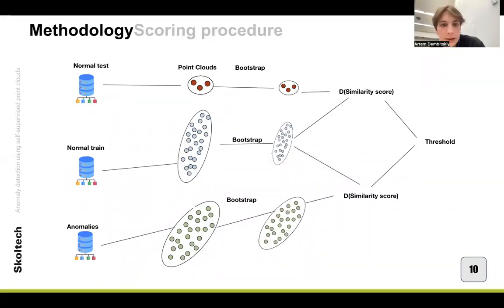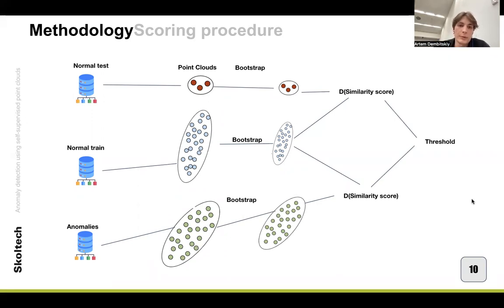When the model is trained, we are ready to construct the point clouds and then score the similarity between them using the following scoring procedure. First of all, we need three data sets. Two of them are normal, test and train, and the third is anomaly objects. Then we construct, using our neural networks, the point clouds out of the embeddings of these data sets.